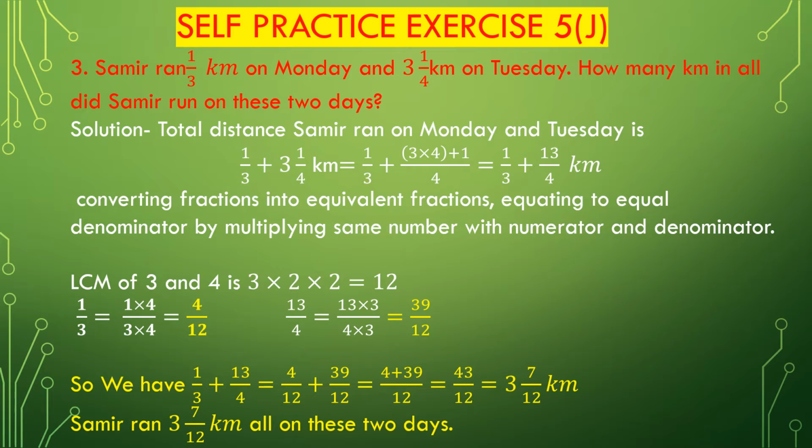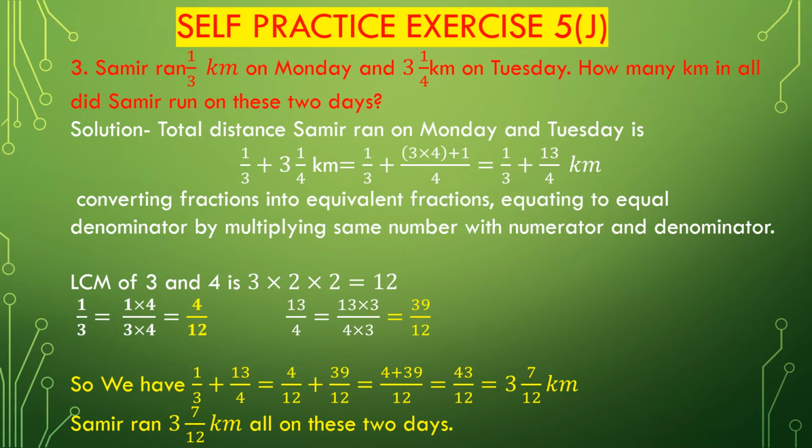Now we solve question number 3. Samir ran 1 divided by 3 km on Monday and 1 divided by 4 km on Tuesday. How many kilometers in all did Samir run on these 2 days? This is a word problem and we have to find the total distance Samir ran on Monday and Tuesday.